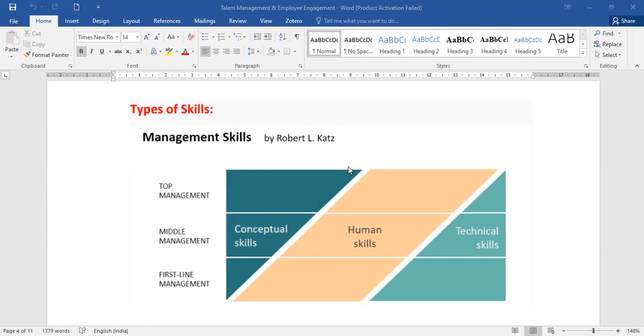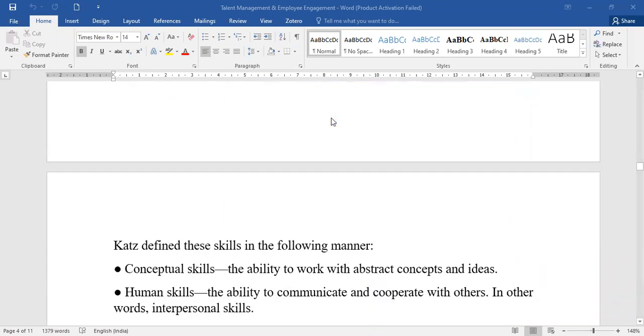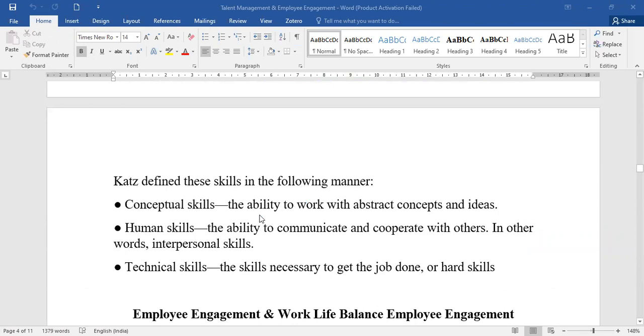When we talk about top management, it is basically the conceptual skills. Middle level management has human skills, and first line management has technical skills, as given by Robert Katz. Conceptual skills are the ideas to take the business ahead and make the business work in the best possible manner. Human skills are the ability to communicate and cooperate with others, to connect as a medium. Technical skills are the skills necessary to get the job done, the hard skills required to get the work done.